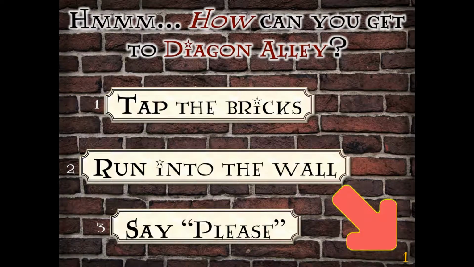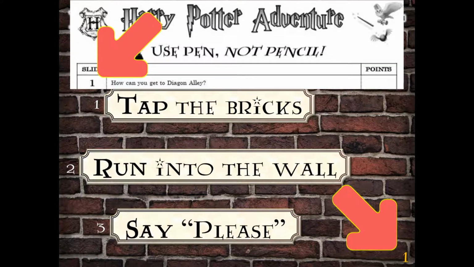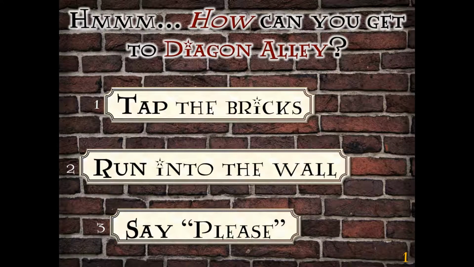Okay, in the bottom right hand corner you see a number 1. That is related to the Harry Potter Adventure handout. If you look at the handout, it will say slide 1, how can you get to Diagon Alley? So here students have to choose option 1, 2 or 3. 1, tap the bricks, 2, run into the wall, or 3, say please. Make sure that the students use a pen, not a pencil, on this handout.